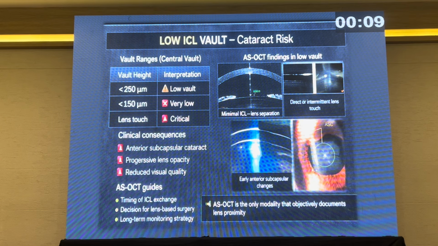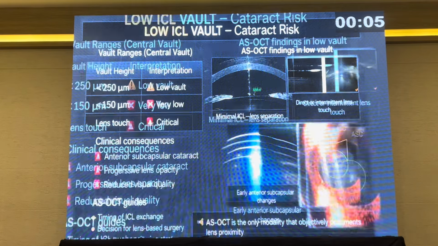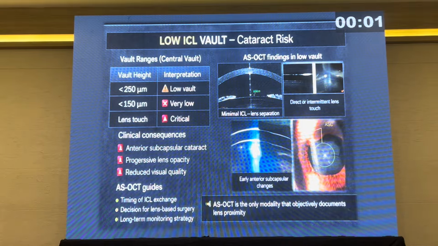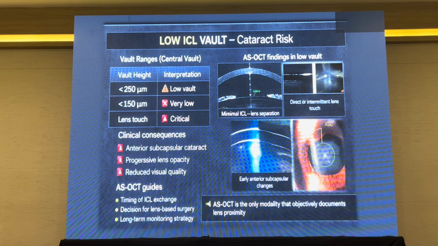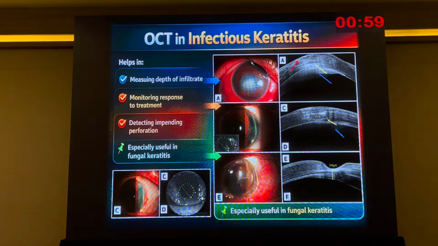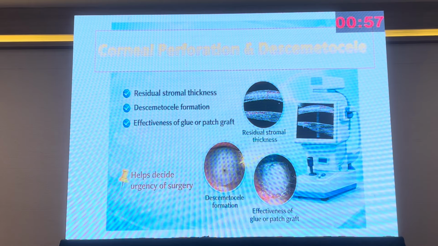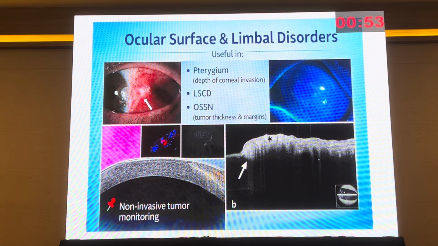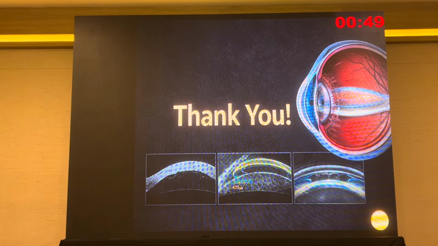The other way around, if I have implanted a smaller ICL, I will have a smaller vault. Here it is 66. That will be just touching the crystalline lens, which might develop a cataract later on. So assess the patient accordingly and decide. It has its application in infectious keratitis, also in perforations and descemetocele, and also in assessing the ocular surface lesions. With that, I rest my case.